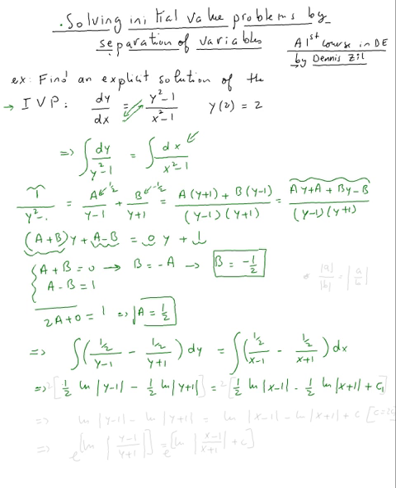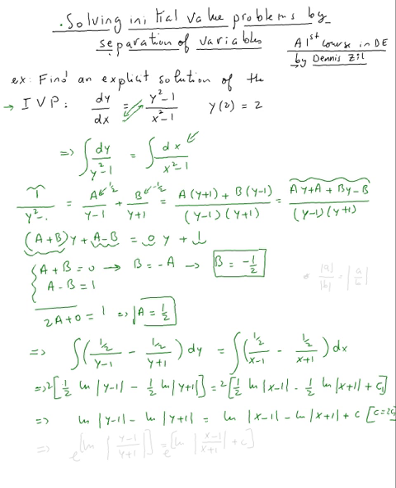Now, what's next? Now I can multiply the whole thing by 2. If I multiply everything by 2 on the right side and everything by 2 on the left, I can get rid of all the fractions. So I get ln of absolute value of y minus 1 minus ln of absolute value of y plus 1 is equal to ln of absolute value of x minus 1 minus ln of absolute value of x plus 1 plus 2C1. So I'm going to call 2C1 C, and I'm going to say here C is 2C1.